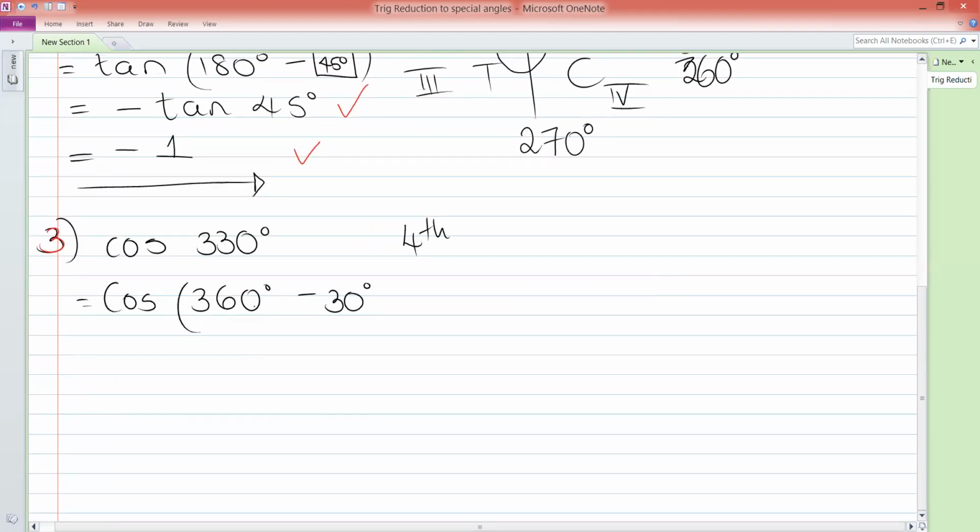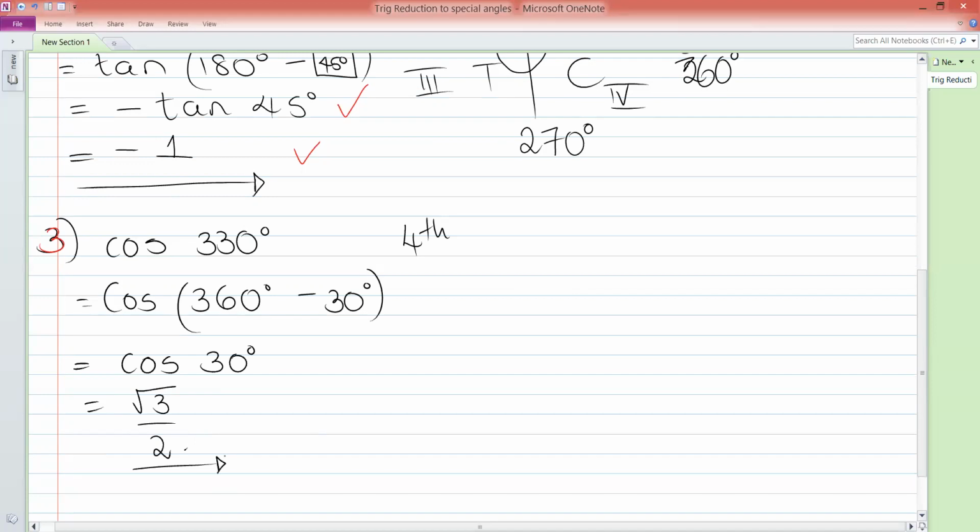Okay. So at this point, I can perform my reduction now. Since it's in the fourth quadrant and it's cos, my cos when I reduce it is going to remain positive, and this is cos 30 degrees. As a special angle, cos 30 degrees is equal to the square root of 3 over 2.